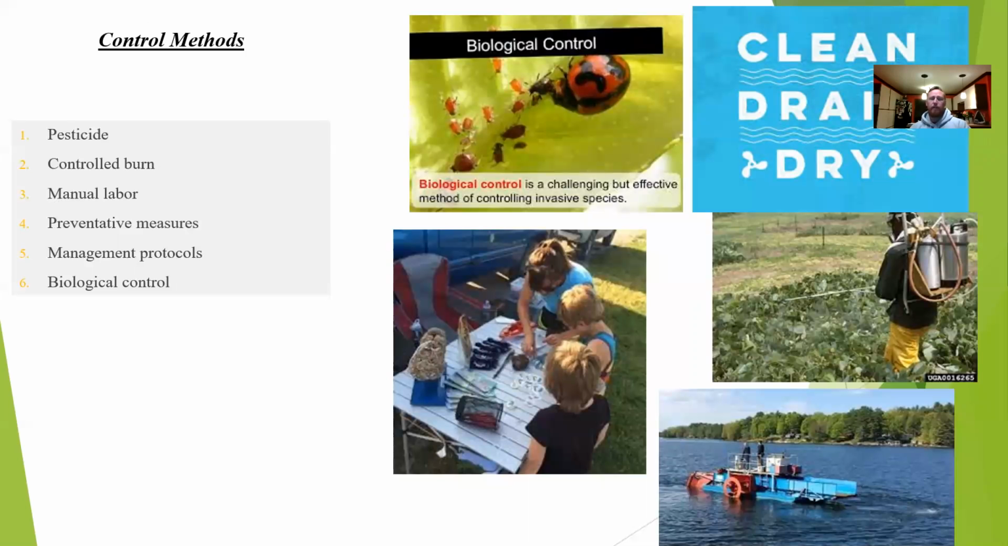So, control methods. There's lots of debate on control methods and what should be used, what shouldn't be used, and how it should be used. But these are just some of the methods used in order to control: pesticide, controlled burn, manual labor, preventative measures, management protocols, and biological control. I'm going to give a quick definition of each and some pros and cons.